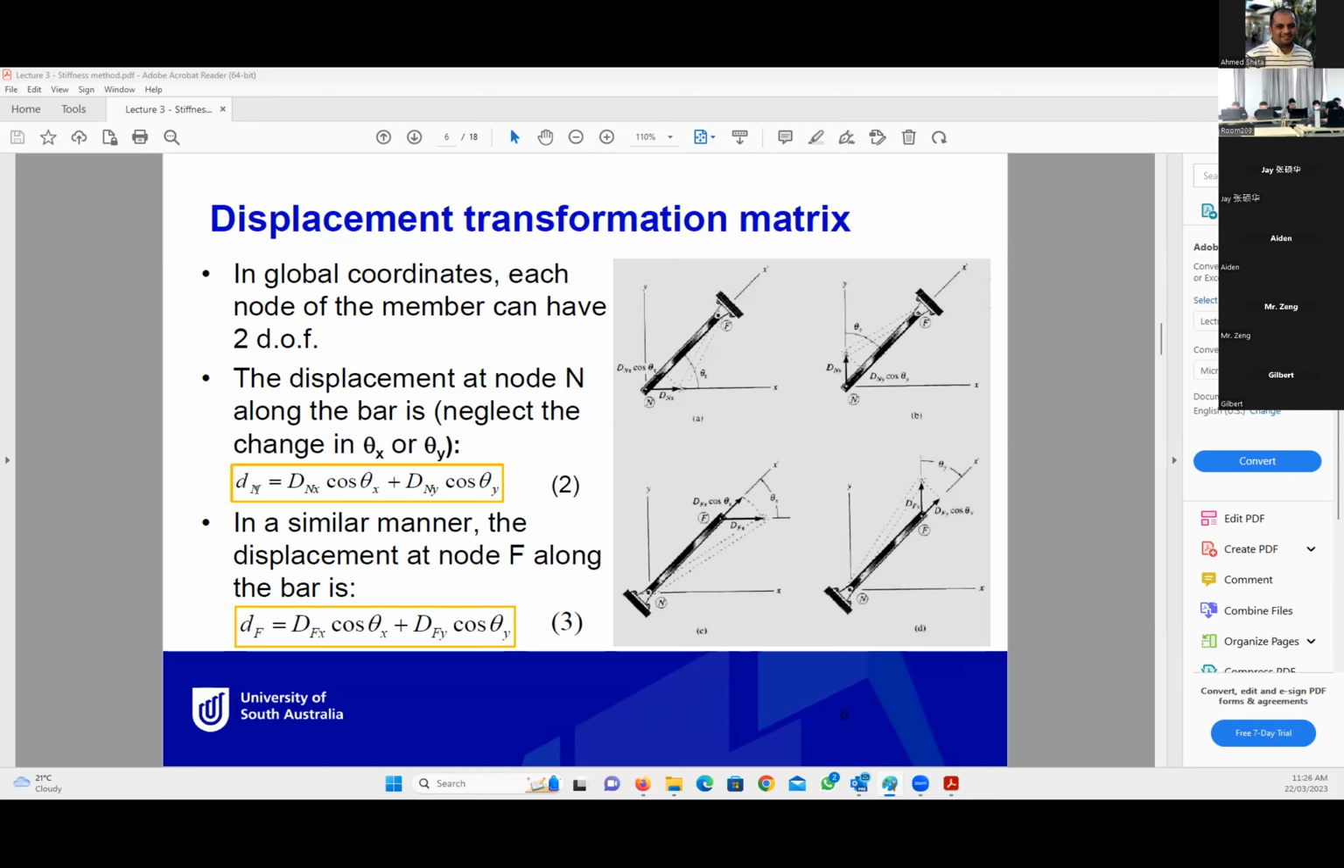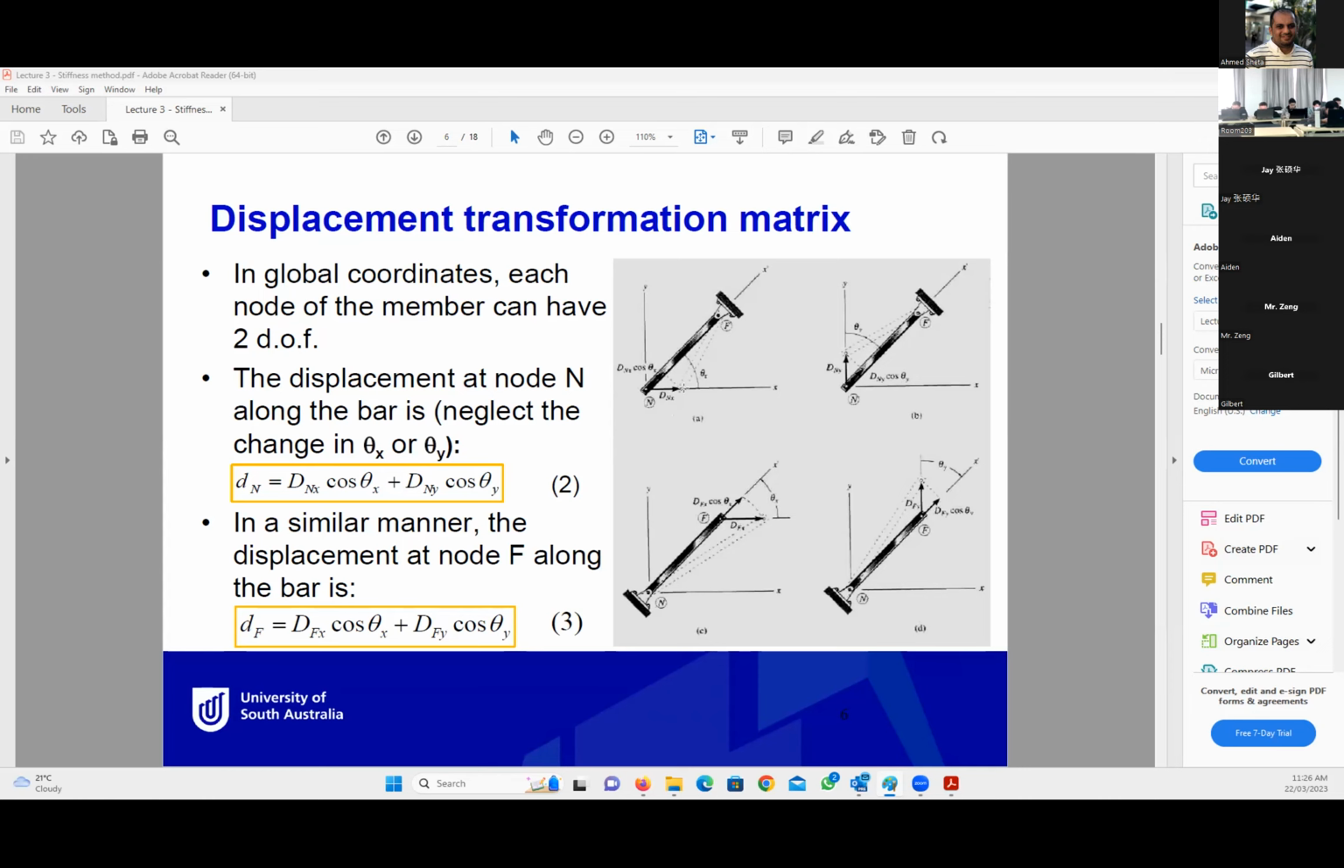Okay, what is d small and what is d capital? If you look at the slides, what is the meaning? What is the difference between d small and d capital? Do you have any idea? D is representative for the displacement. D small is the displacement in local coordinates. D capital is the displacement in global coordinates.